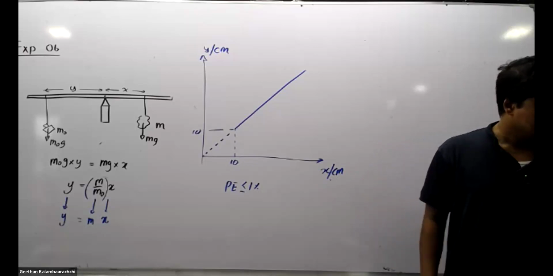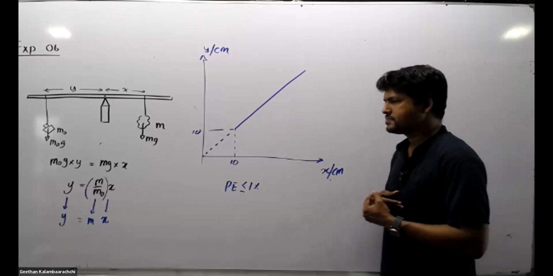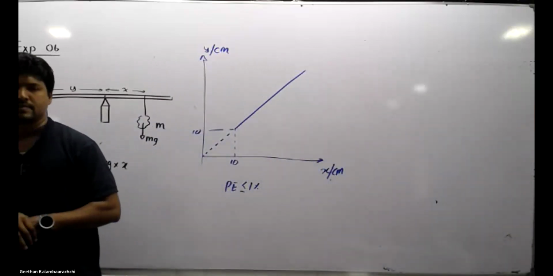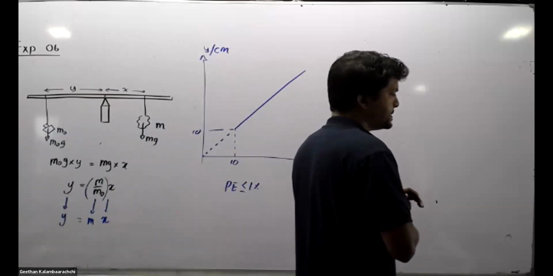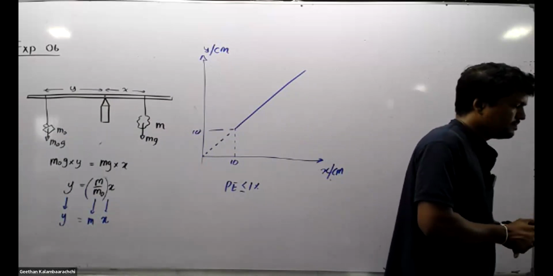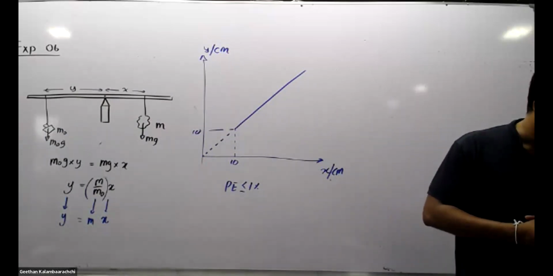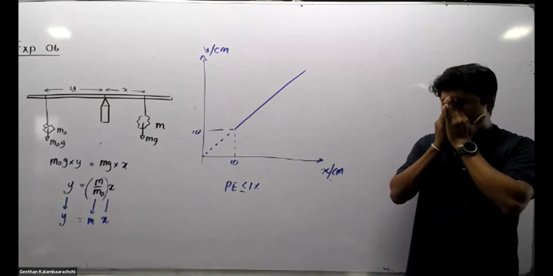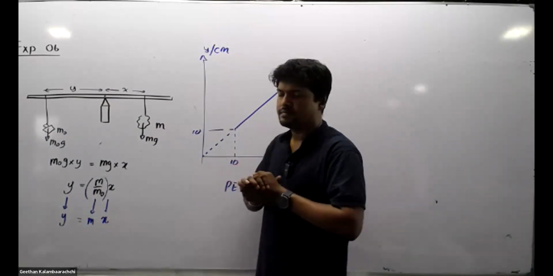First point: to draw the graph at least 6 points are needed.